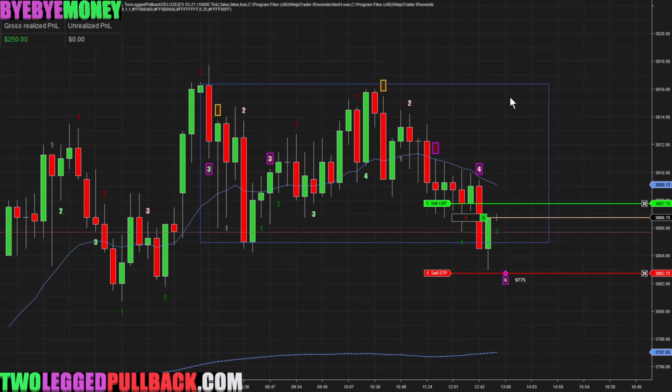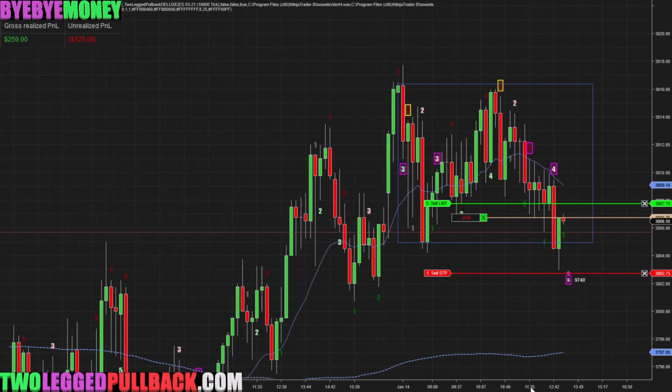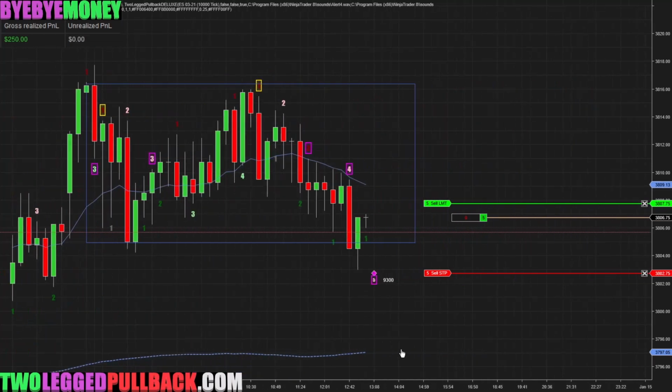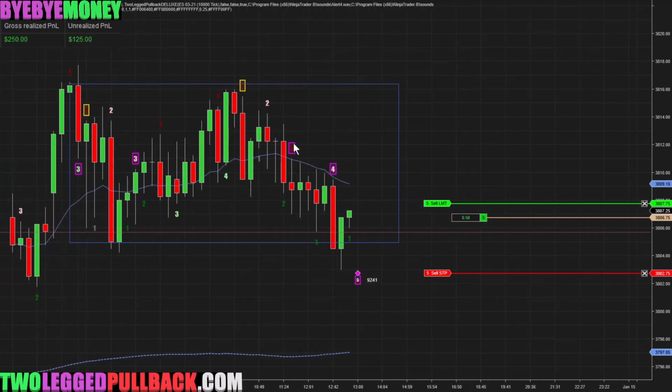Most likely going to try to retest the top of this range here. Failed breakdown and typically comes back to test at least one more attempt up. This is the 10K chart, and this is a two-legged pullback here, as you can see.